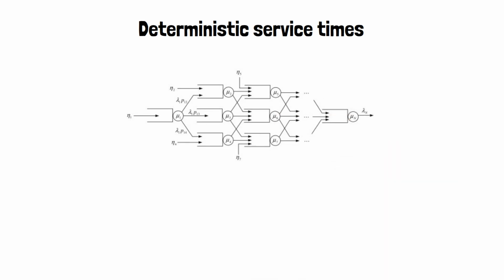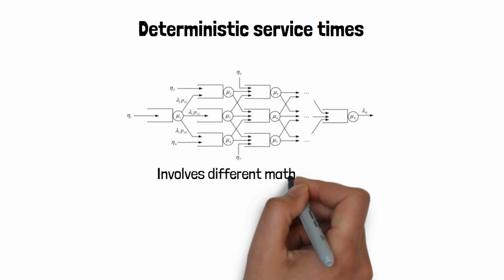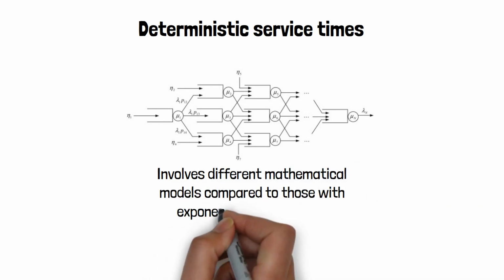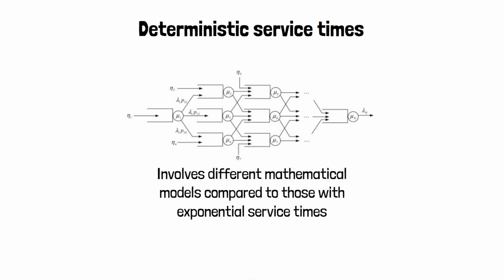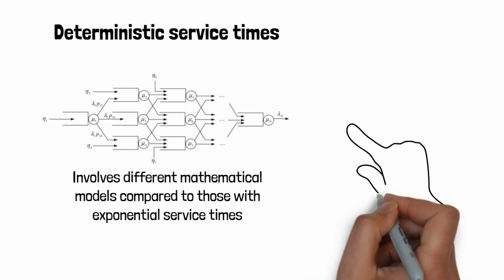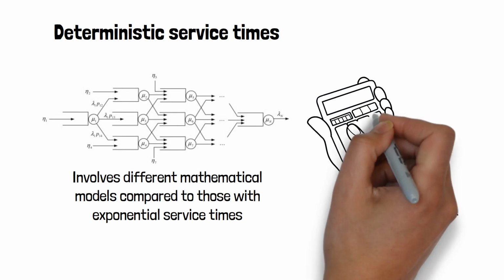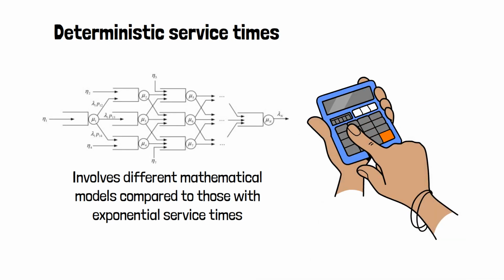Analyzing queuing systems with deterministic service times involves different mathematical models compared to those with exponential service times. For instance, in a single-channel model with deterministic service times, the performance measures can be derived using specific formulas tailored to the deterministic nature of the service process.